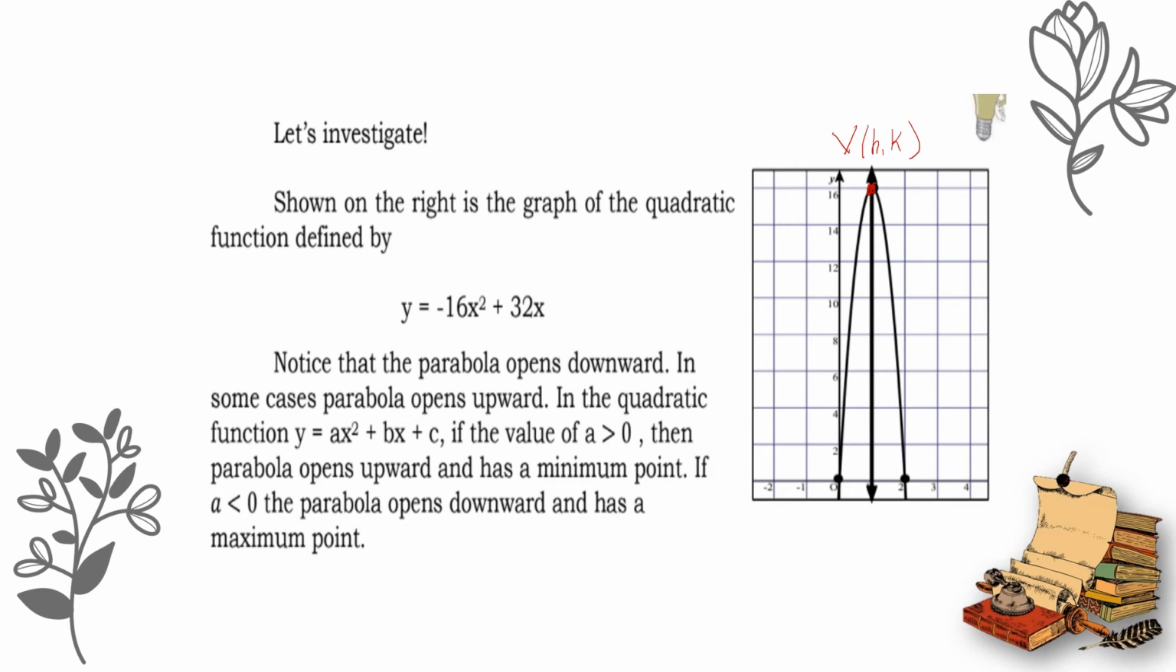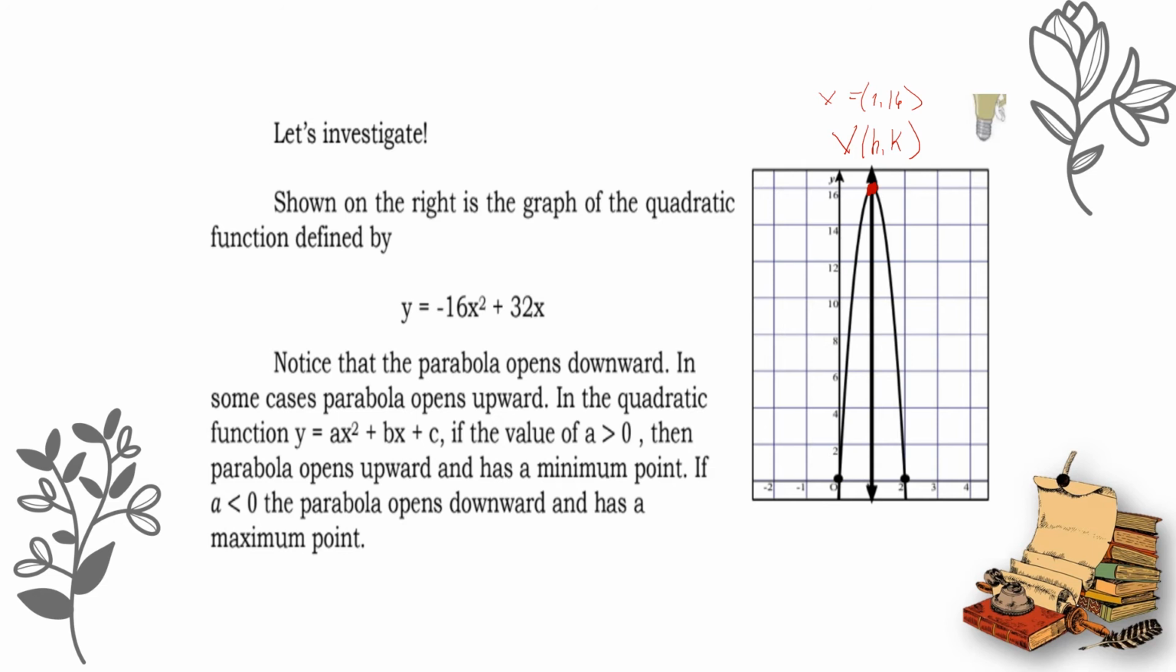So, in this case, dito po sa problem natin, ano po yung vertex natin? Ang vertex natin ay nandito. So, ano po yung number? Lakad po siya ng isa, akyat po siya ng 16. So, ibig sabihin, ang vertex po ng given equation natin ay (1, positive 16). So, yan po yung vertex.